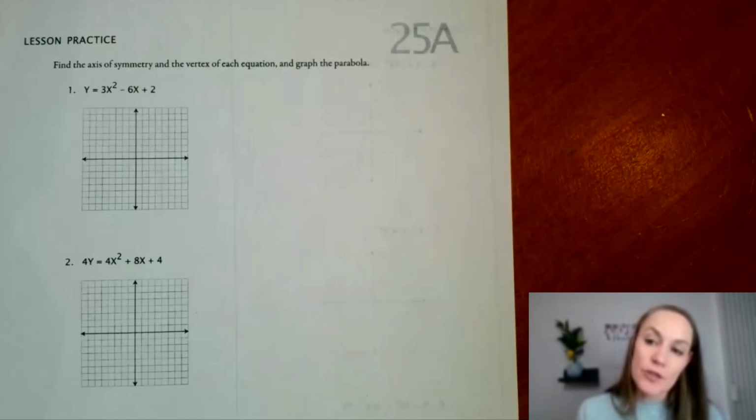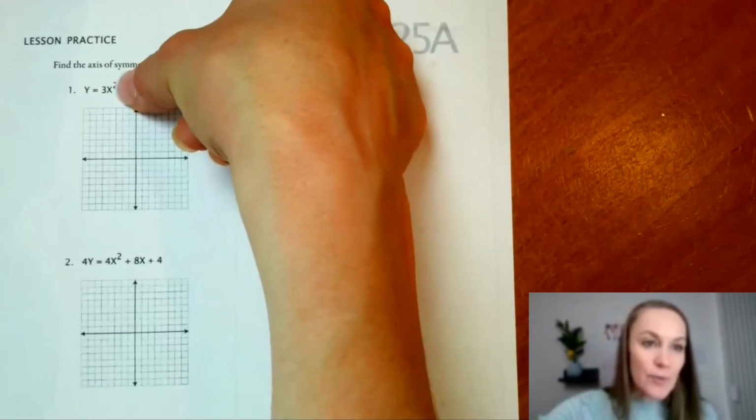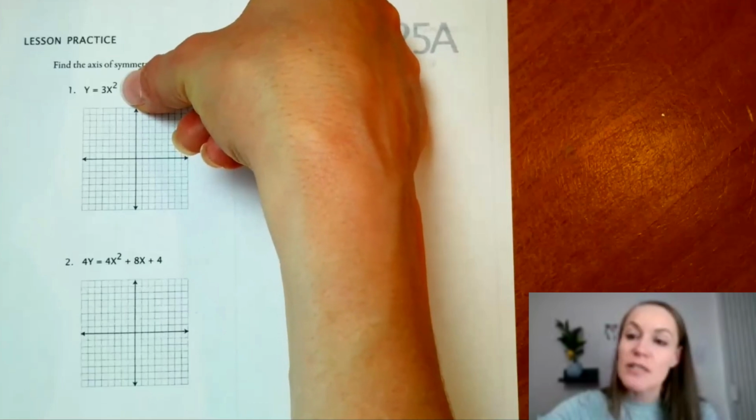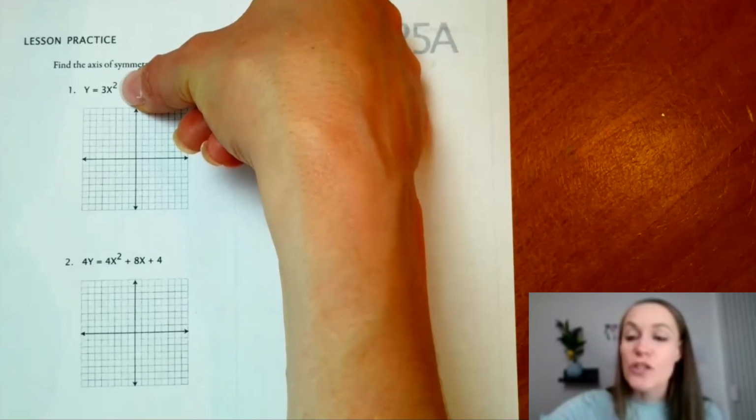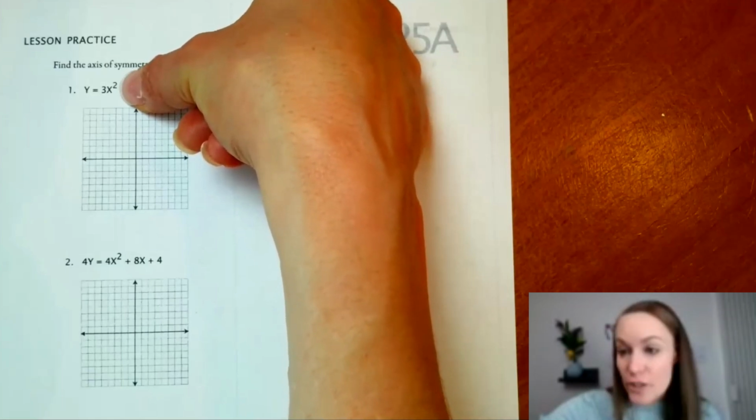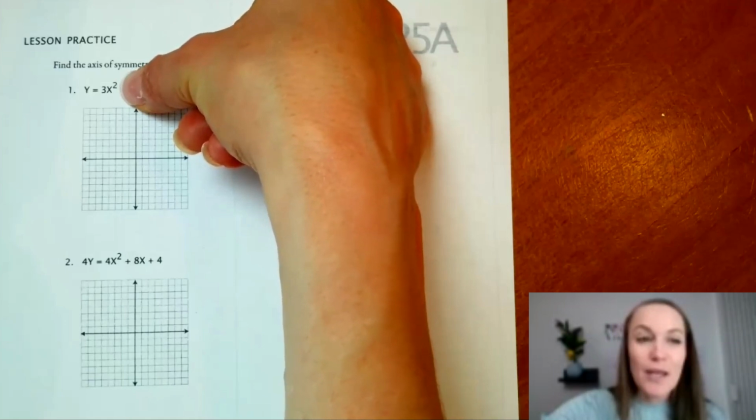If you only have one term in the equation, say 3x squared, we know the vertex is going to be 0, 0. Whenever I plug in x, that 0 is going to get squared and then multiplied by some number, which is still going to be 0. So our vertex is going to be equal to 0, 0.